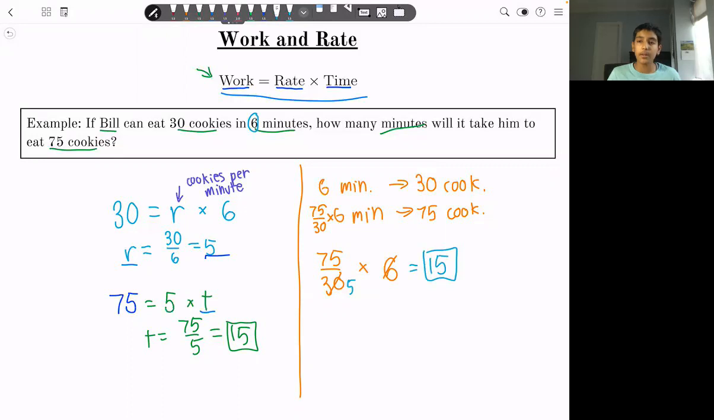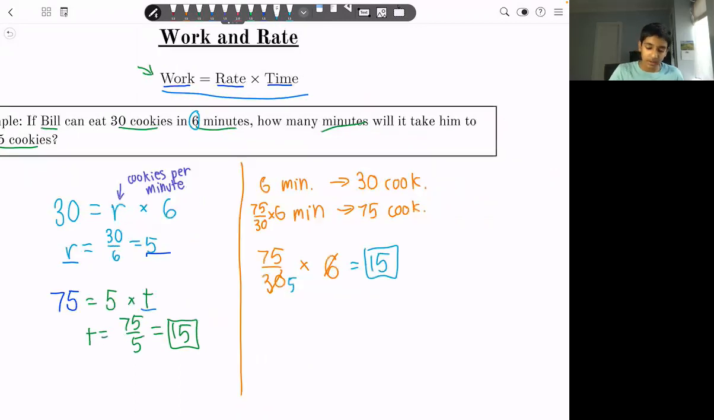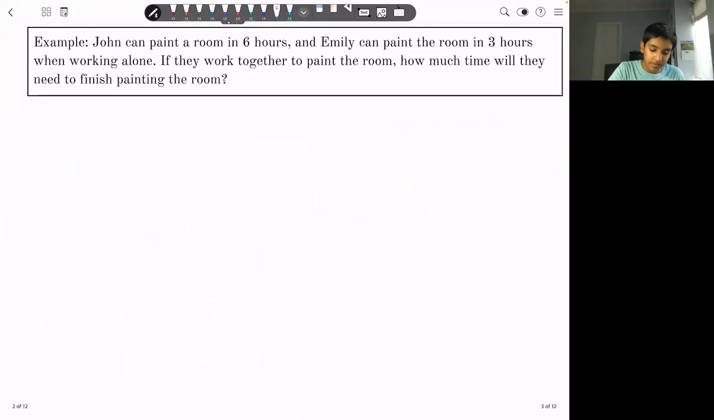Any questions on this problem? So let's move on to the next example problem.